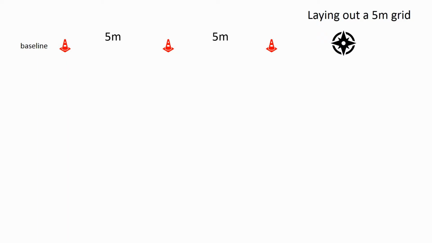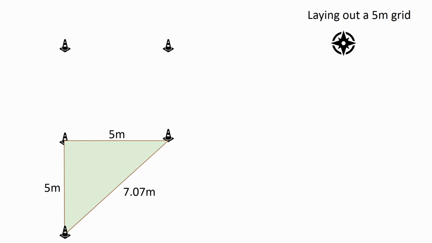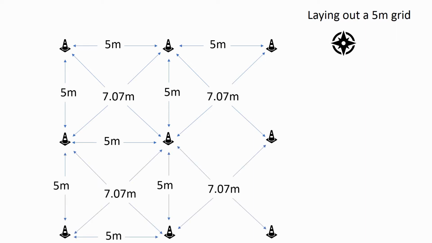Put in pegs every 5 meters along your baseline. Then use the method for creating 5 meter by 5 meter squares, measuring 5 meters from one peg and 7 meters 7 centimeters from another peg. Repeat the process to complete your first 5 meter square. If you then do this across the full area of where your site will be, remembering of course to check each 5 meter horizontal measurement and each 7.07 meter measurement, then you'll soon build up a full site grid.